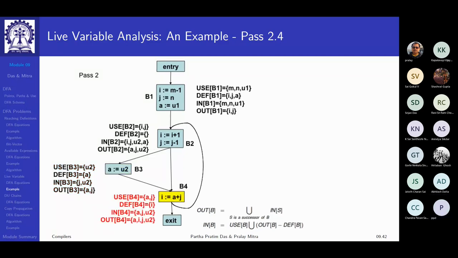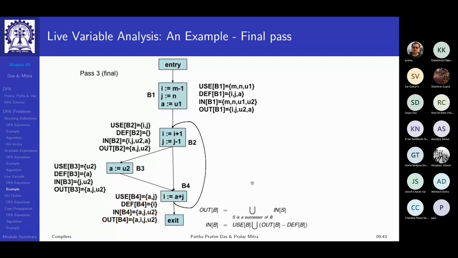In B4, B4 has two successors, the exit and B2. Naturally, exit does not have anything, so it is B2. So I have to check what is the inset of B2. I get AIJ U2. That is the inset of B2. Now, from this, I will take out def, which is I. So I goes, AJ U2 and union AJ, so it is AJ U2. That is the inset. And with this final pass, this is my final result.